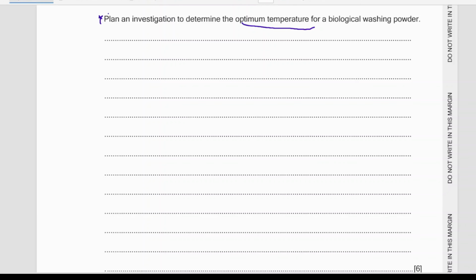Then you have to repeat the experiment to identify any anomaly.